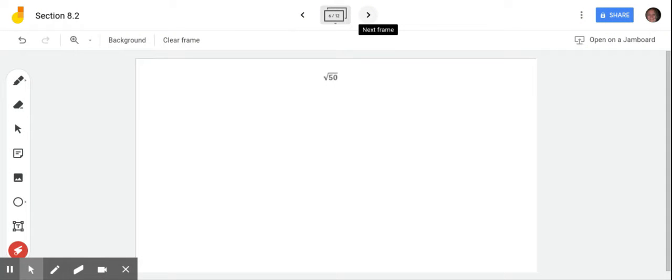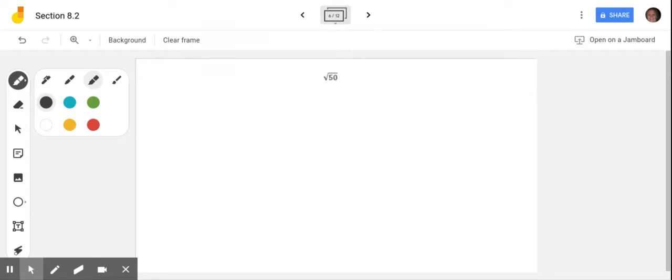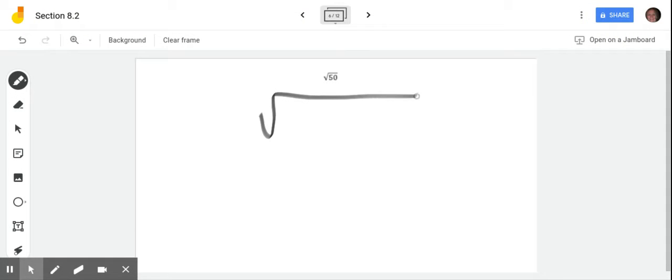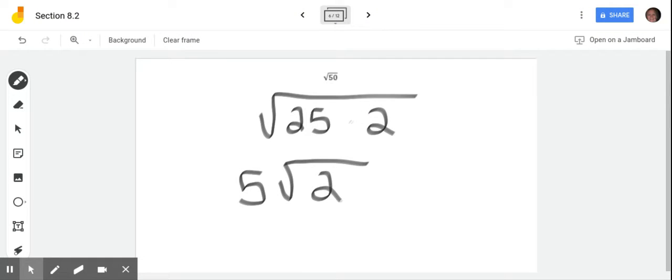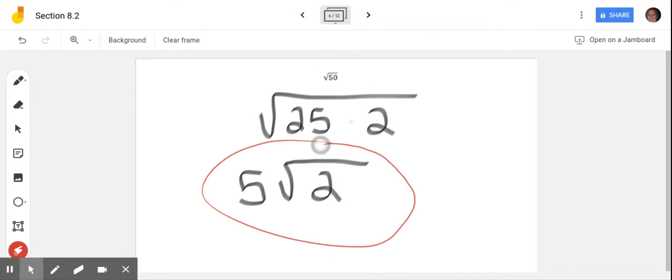Radical 50. So I want to think about factors of 50 that would have a perfect square in them. So I know that I can do 25, which is a perfect square, times 2. The square root of 25 is 5, so that comes on the outside. 2 is a prime number, so that stays on the inside. So when I simplify radical 50, 5 radical 2 is my answer.